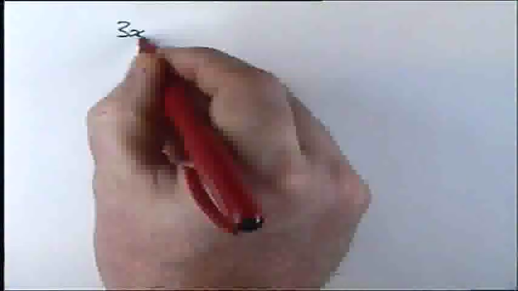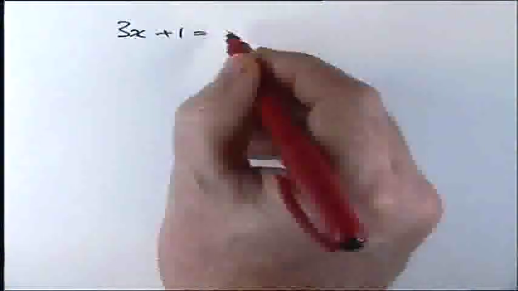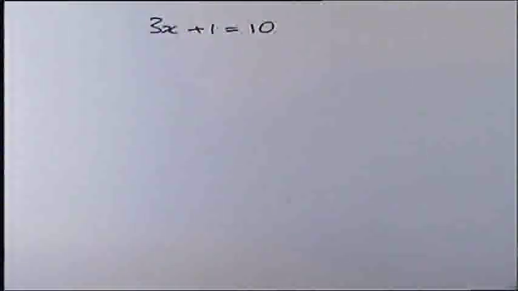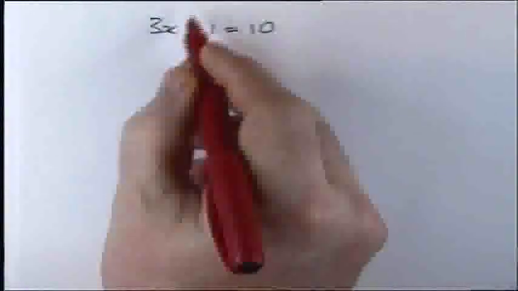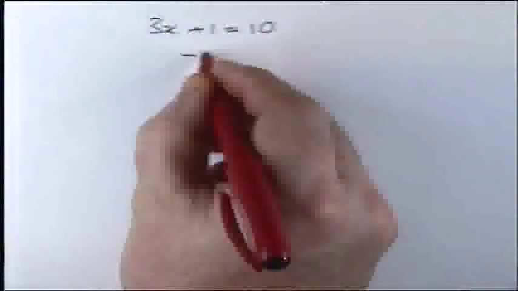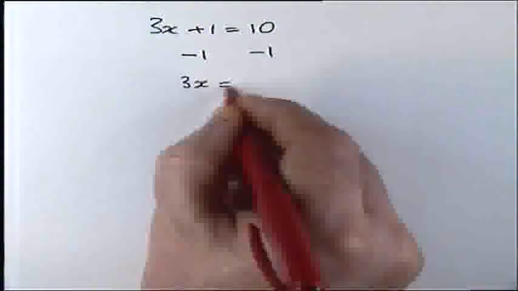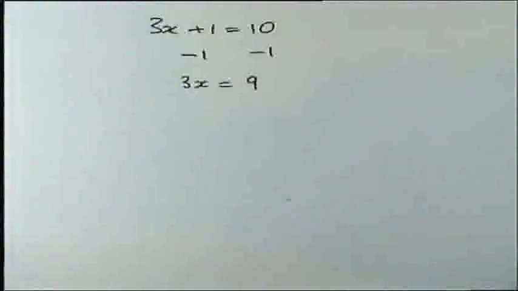Here's another one. 3x plus 1 equals 10. Now you might want to try that one on your own now. If you do, pause your video, because in a second I'm going to go through it with you. Right, I'm going to go through it now. Well, we want to get rid of this plus 1 from both sides first, so we're going to take away 1 from both sides. That gives us 3x equals 9.